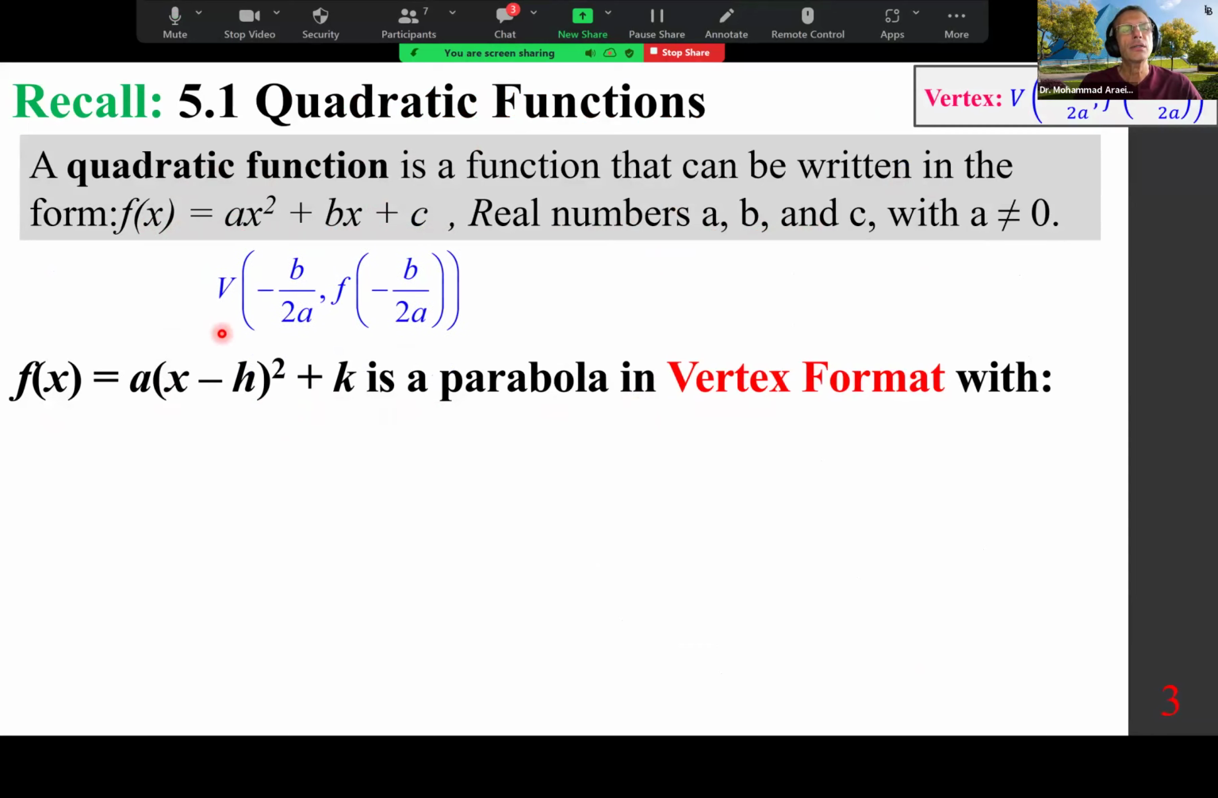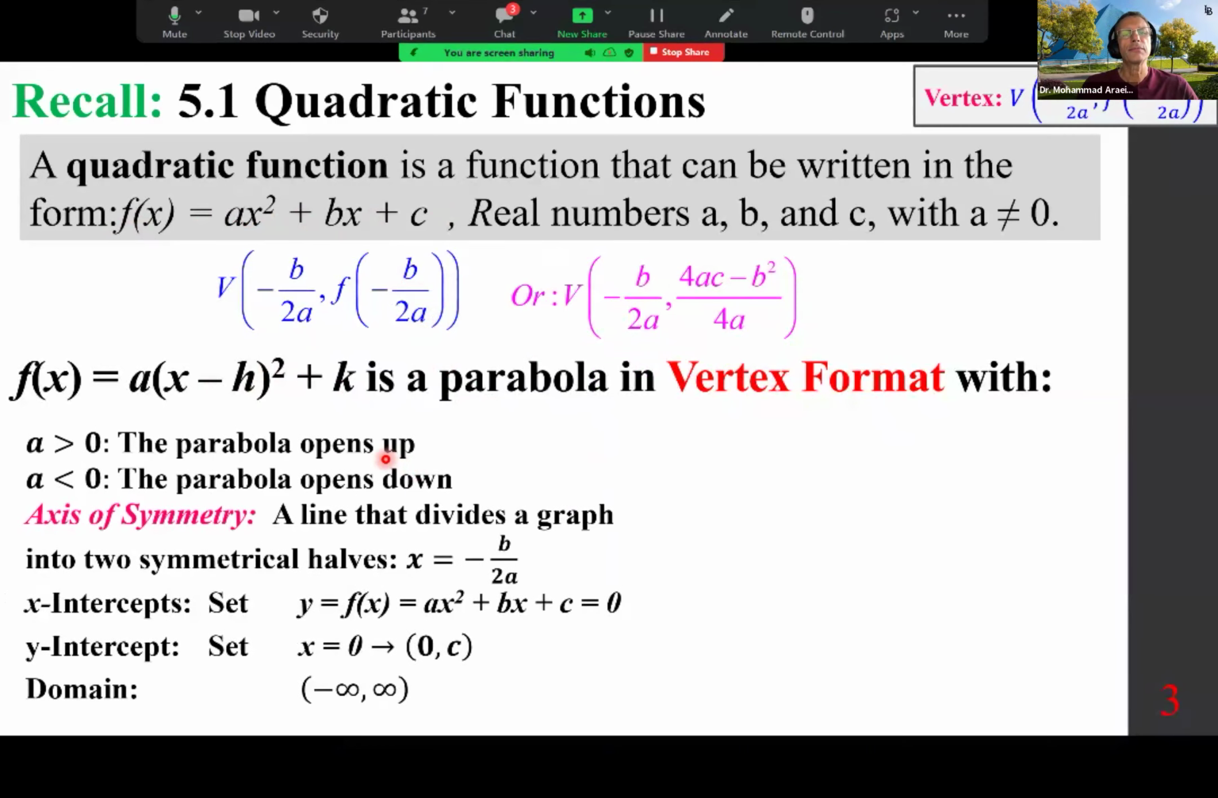Now, here's the vertex: the x coordinate is −b/2a, and the y coordinate is f(−b/2a), if you happen to have it in this format. In this format, it's h and k. By the way, if you plug in −b/2a, you can get (4ac − b²)/4a. But instead of memorizing this, just plug it in.